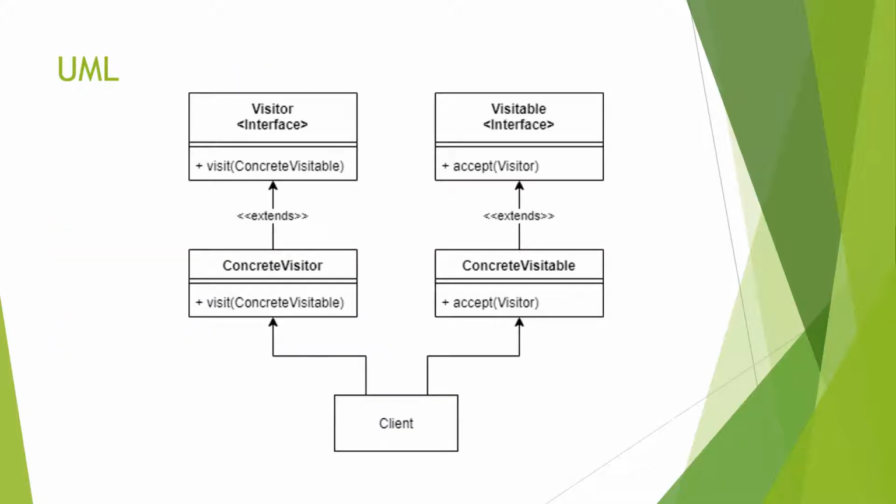So here is a simple UML breakdown of the visitor pattern. You have your concrete visitor, which extends the visitor interface, and you have your concrete visitable, which extends your visitable interface, and then you have your client. Typically, you would have multiple concrete visitable objects that would be used by the client and could be used by one or more visitors. But typically there's multiple visitables to one visitor.